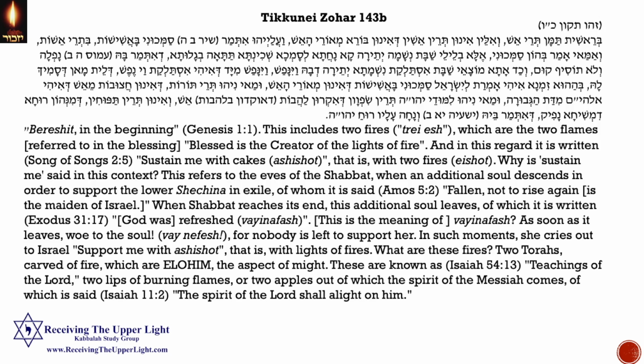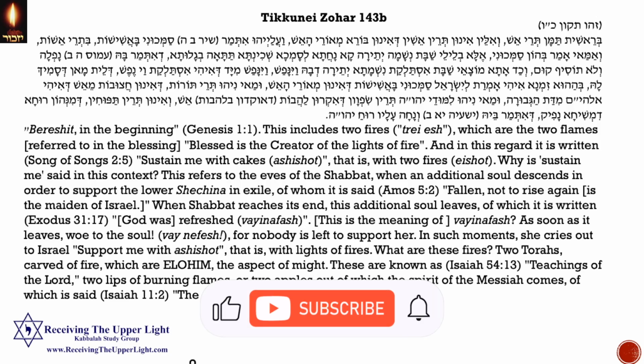When Shabbat reaches its end, this additional soul leaves, of which it is written, God was refreshed, va'yinafash. This is the meaning of va'yinafash. As soon as it leaves, oh, the soul, va'nefesh.